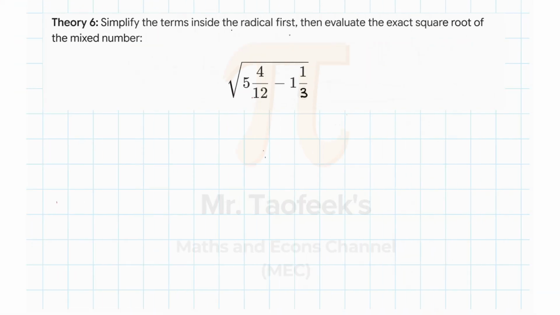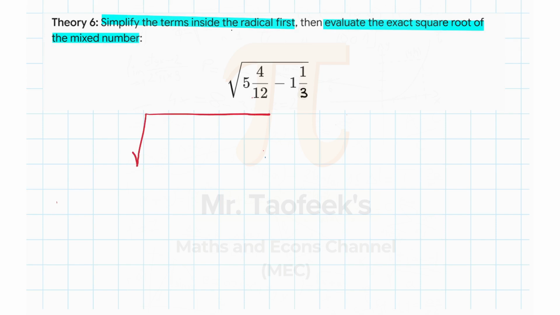So, okay, theory question number 6 says, simplify the terms inside the radical first and evaluate the square root of the mixed number. Okay, easy. So you should be able to find square root of fractions and such. Something you must know how to do. So the very first thing you need to do is rewrite the numbers as improper fractions.